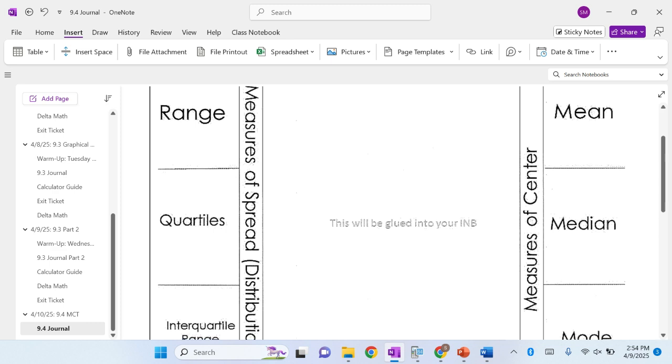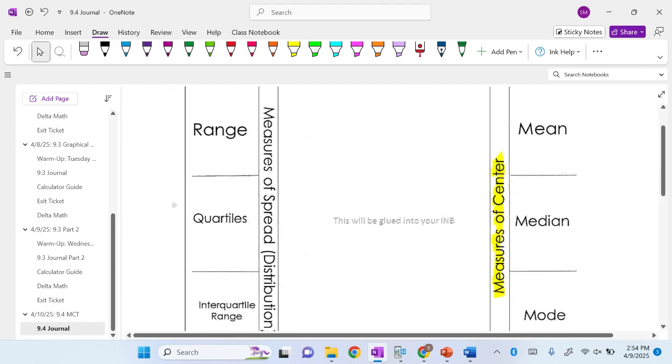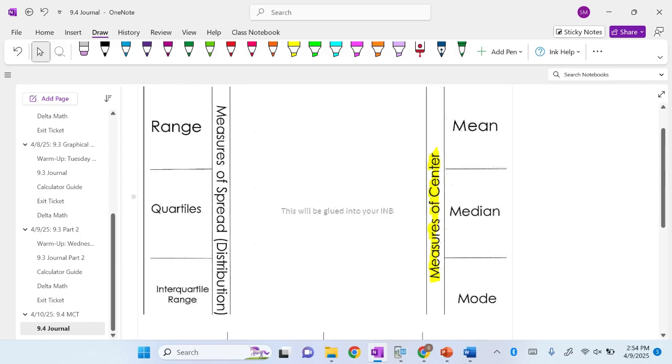So the measures of the center, so any measurement that can talk about the center of our data, are going to be mean, median, and mode. All right, and we'll talk about what those mean in a second. Whereas measures of the spread or the distribution can come from our range, our quartiles, and our interquartile range.